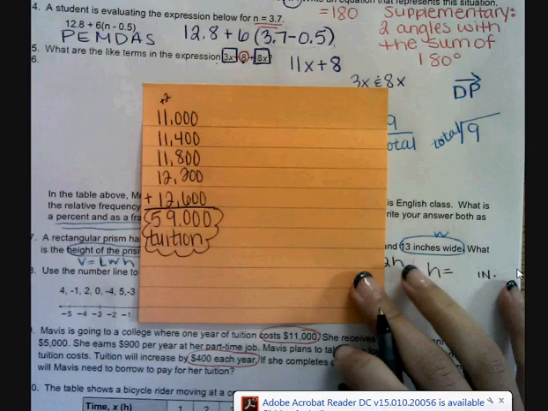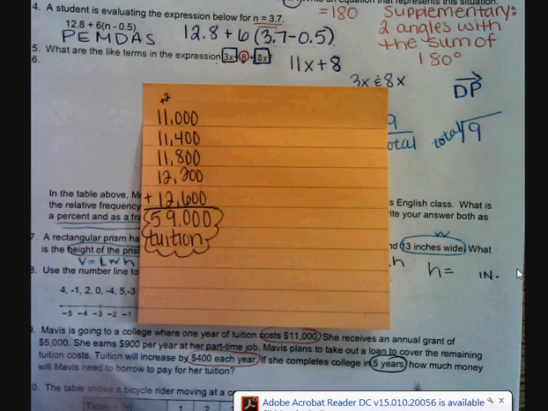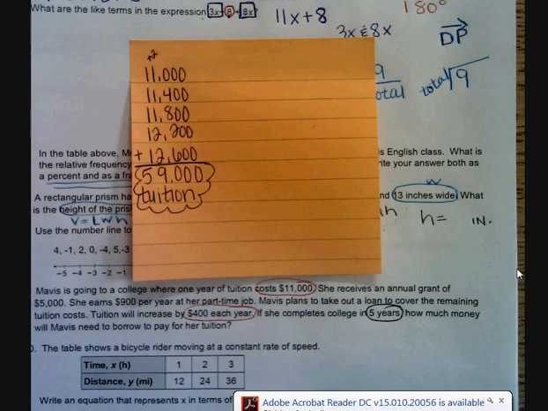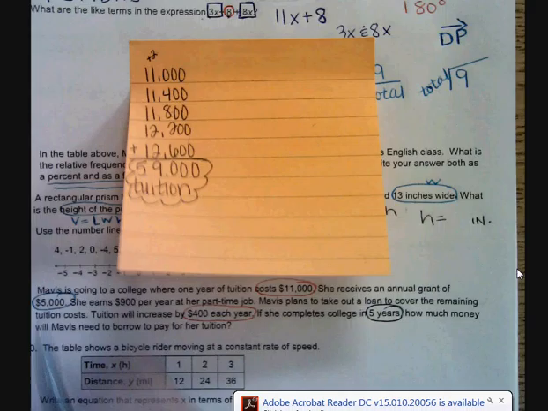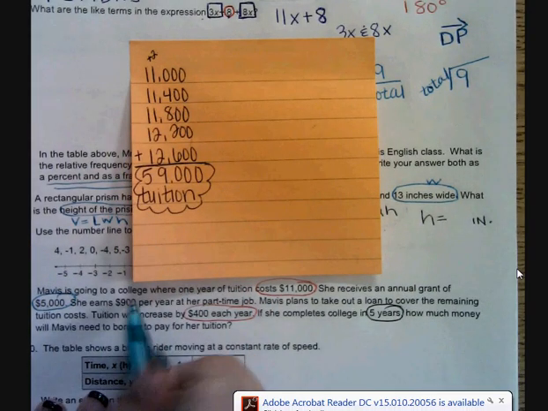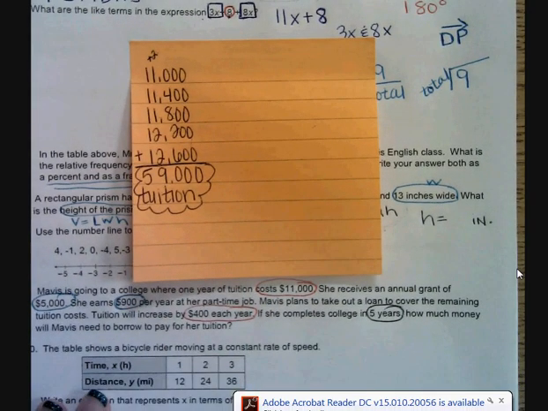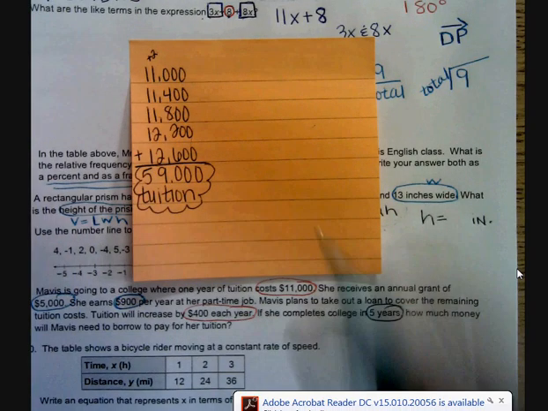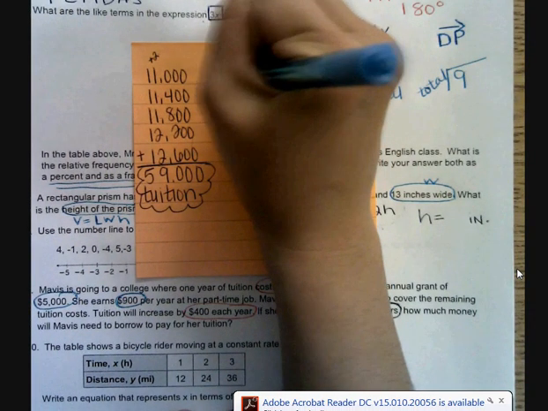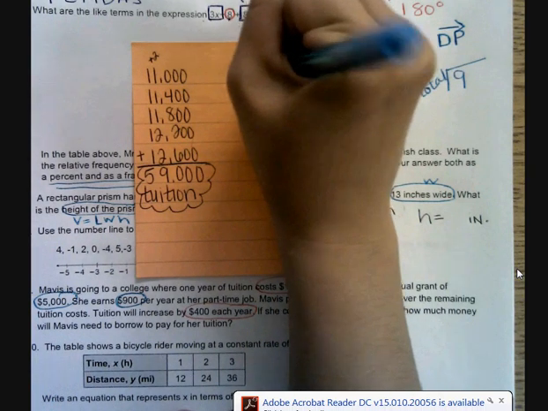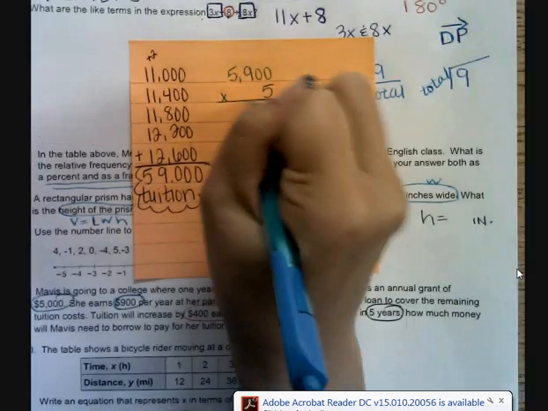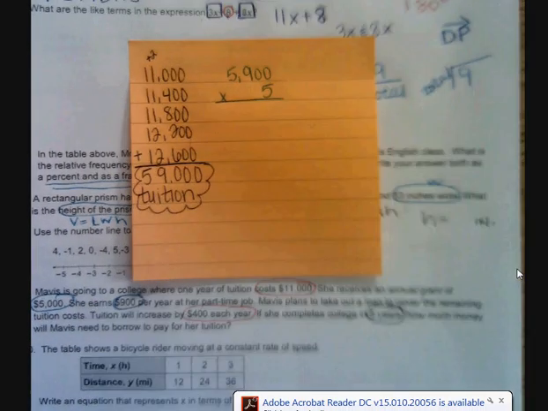Okay? But she receives, right here it says, she receives an annual grant of $5,000. And she earns $900 per year at her part-time job. So every year she's putting $5,900. So let's do 5,900 times 5. Okay? Because every year that's what she's putting into her tuition.